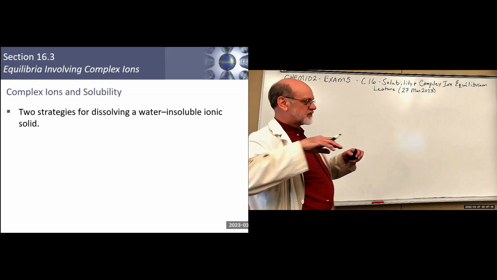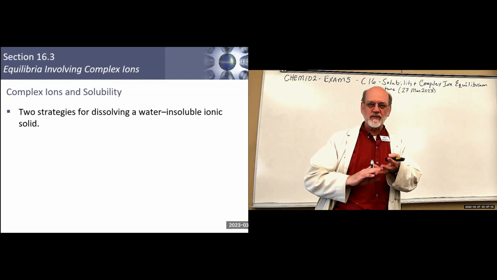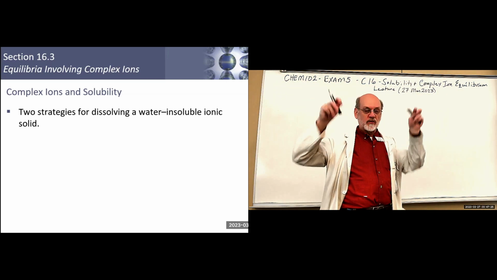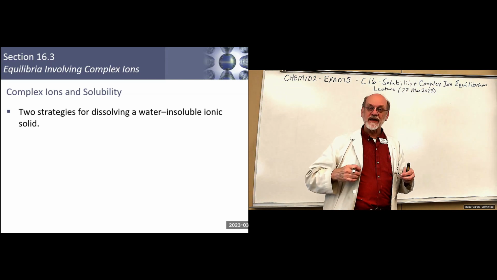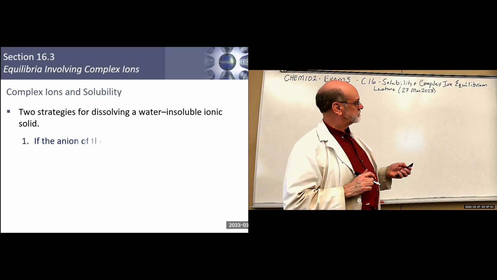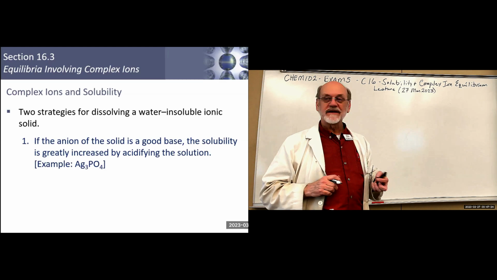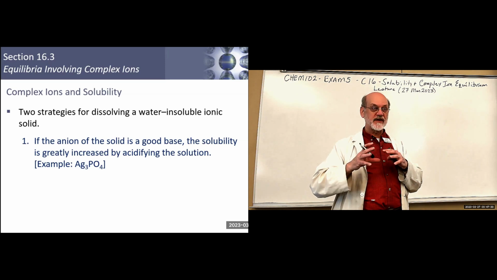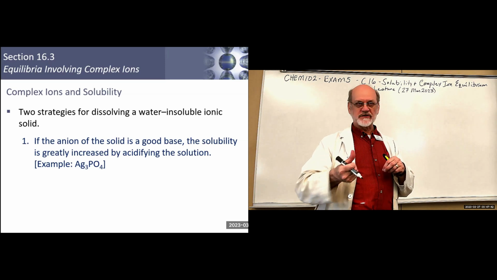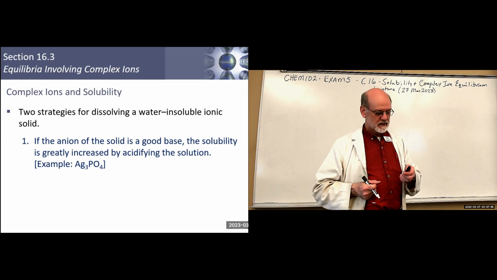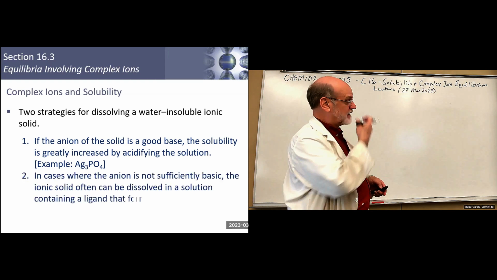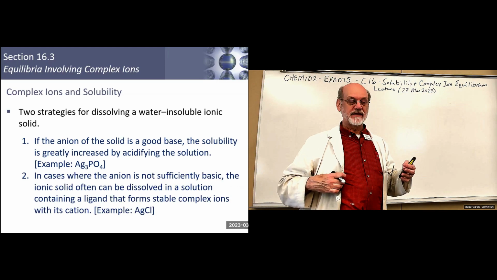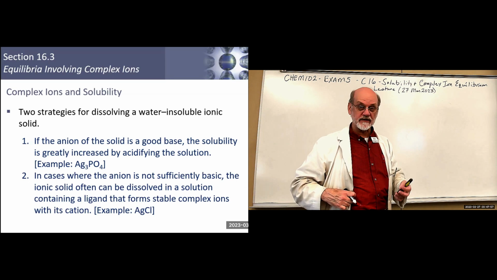Okay, so to recap, there are two strategies for solubilizing in aqueous solution an insoluble compound or a slightly soluble compound. One is acidify it. If the anion is a good base, a strong conjugate base of an acid like silver phosphate, then you're in business. Just acidify the solution and you can go to town. If it's not, then you need to form a complex ion with the metal, with the cation. And that's what we do with silver chloride. We want to get silver chloride in solution.